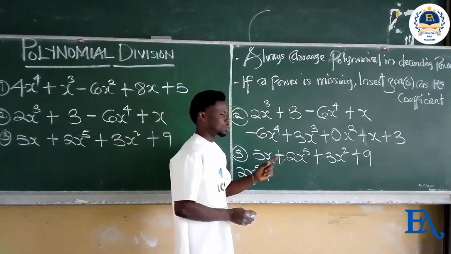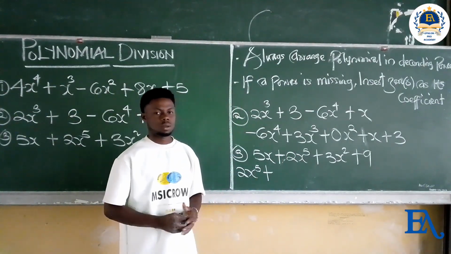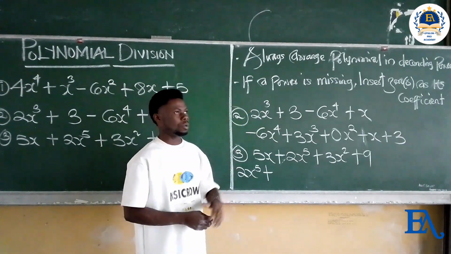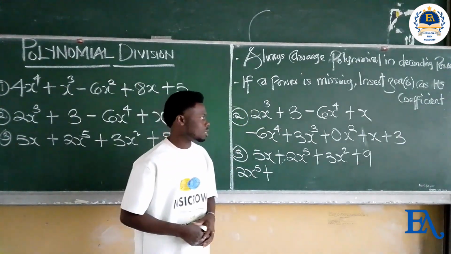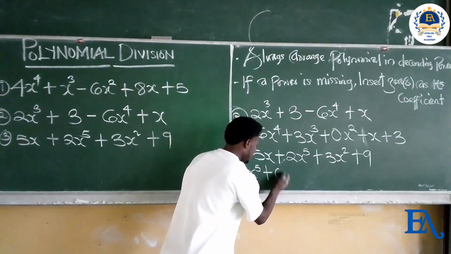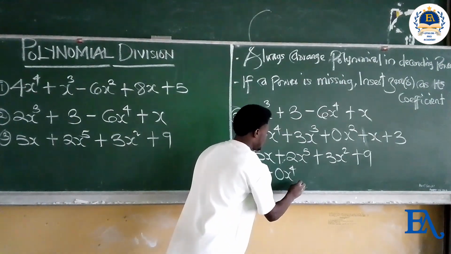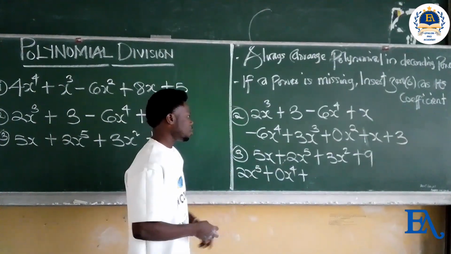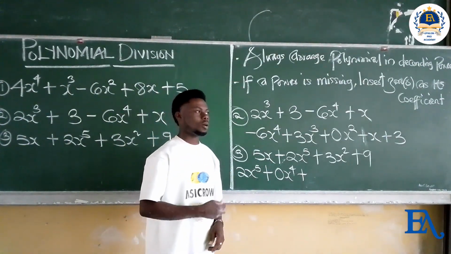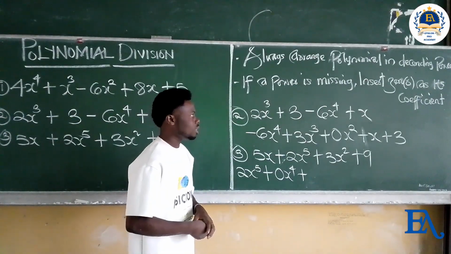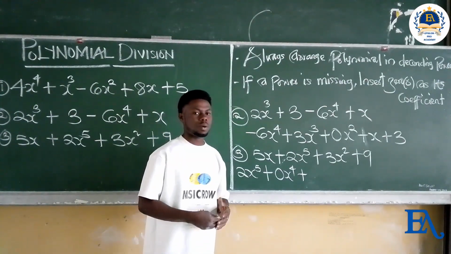And we don't have x raised to the power of 4 in the expression on the board. What must be done? We are going to apply rule number 2 on the board. If a power is missing, insert 0 as its coefficient. So that will be 0x raised to the power of 4 plus the next is after 4 is 3 because we are arranging this in descending order according to rule number 1. Always arrange polynomial in descending order of their power.